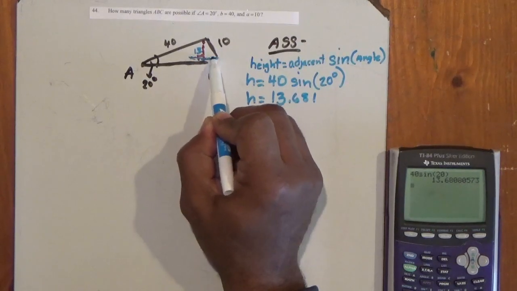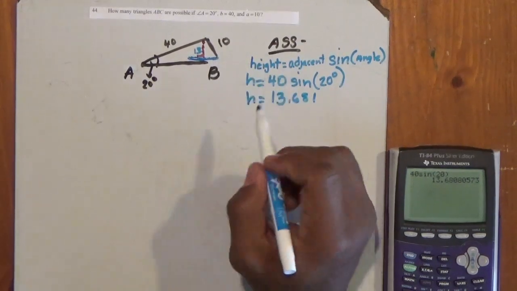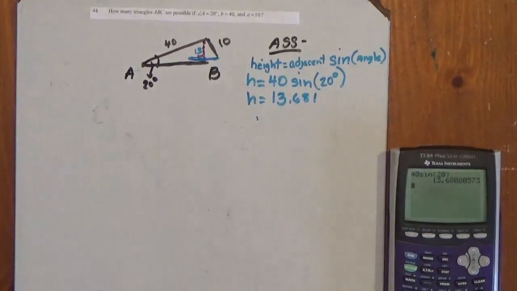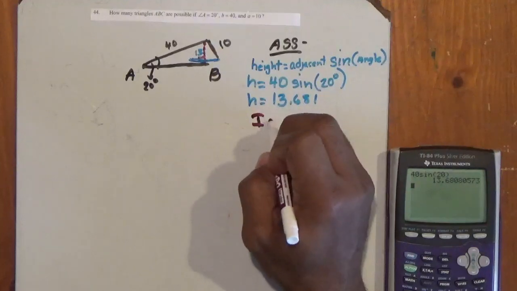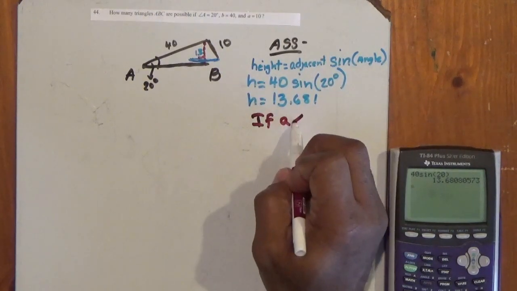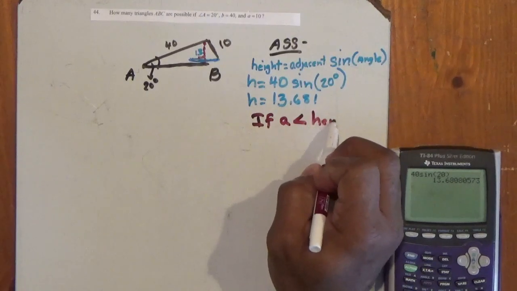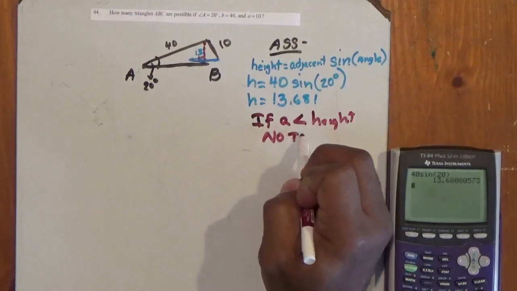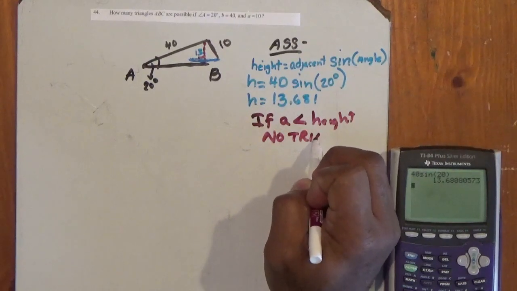And what we say is that if A is less than the height, then we don't have a triangle, no triangle. And in this case we don't have a triangle.